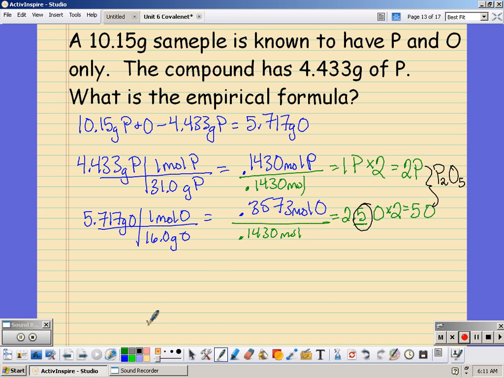Now to name this, I have 2 capital letters, so it's binary. Both of them are nonmetals, so it's a binary covalent molecule, so I use my prefixes. Diphosphorus pentoxide.